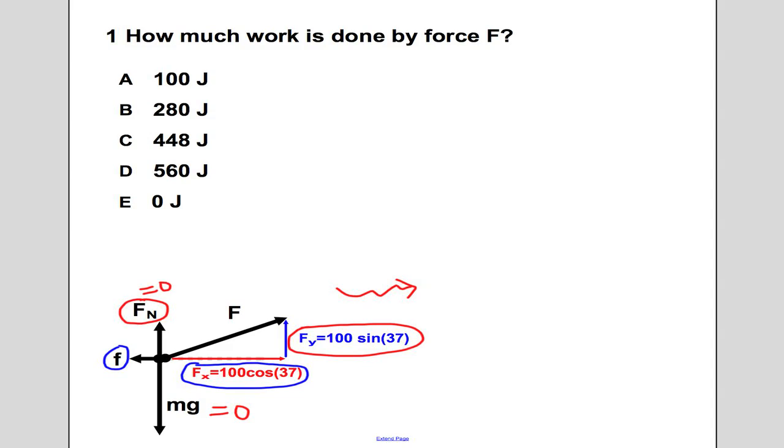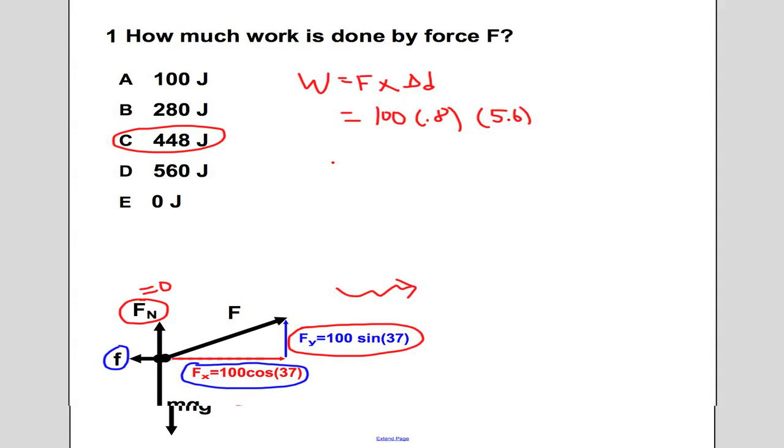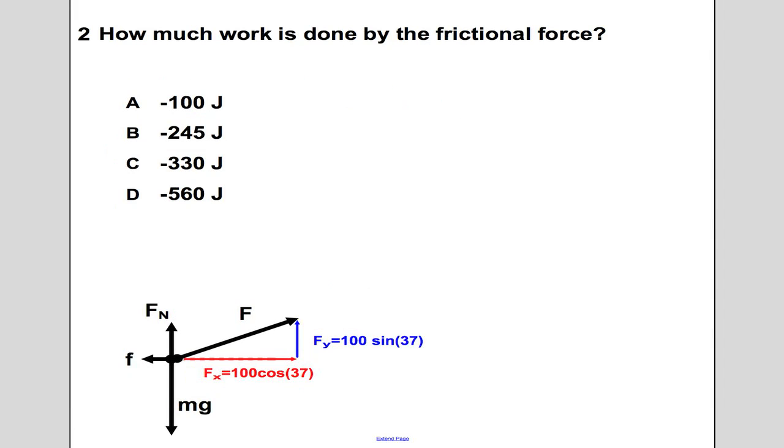Work is equal to force times displacement. Similarly, we're going to calculate how much work is done by the frictional force. Again, stop the video and see if you can calculate that. The work done by the force of friction, first of all, will be negative because it's opposite the direction of motion, equal to the force of friction times the displacement, which we know is 5.6 meters.